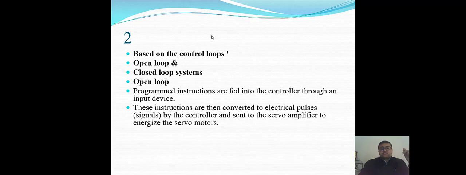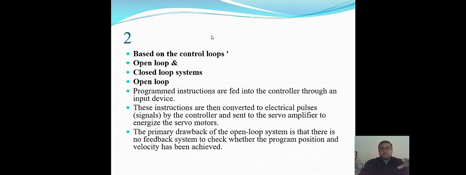So these instructions are then converted into electrical pulses, signals by the controller and sent to the servo amplifier to energize the servo motor. So instructions are converted into electrical pulses and that directs the servo motors. The primary drawback of the open loop system is that there is no feedback system. As I said earlier, there is no feedback system in open loop system to check whether the programmed position and velocity have been achieved.